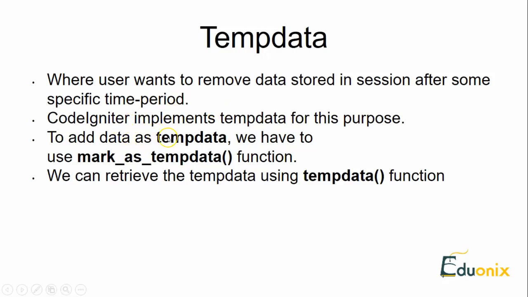To add temp data, we need to use the function mark_as_temp_data. This function is used to mark a particular variable, instance or data as temporary data. We can retrieve the temp data using the tempdata function. This is what is usually done in CodeIgniter when handling different types of temporary data. So let's go to our code base and create temporary data.